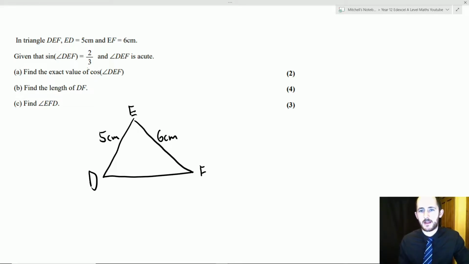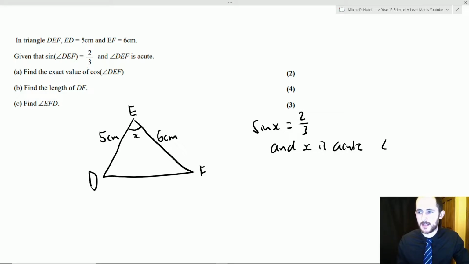Given that sine of angle DEF, so that would be this one, is 2/3. So let's call that angle X. So sine X is apparently 2/3. They also tell us that DEF is acute. So in other words, it's less than 90 degrees. It now says find the exact value of cos. Okay?